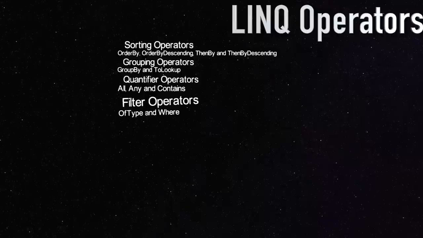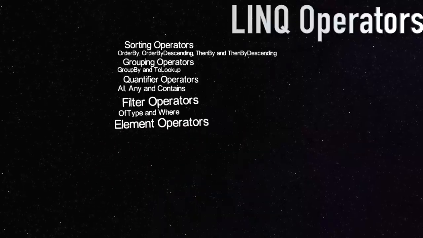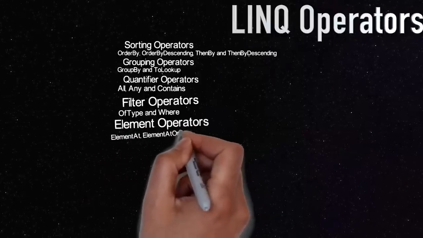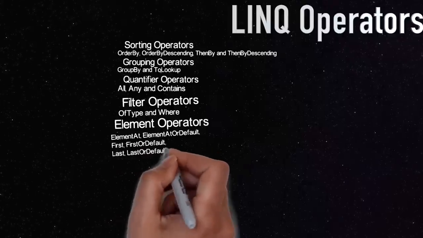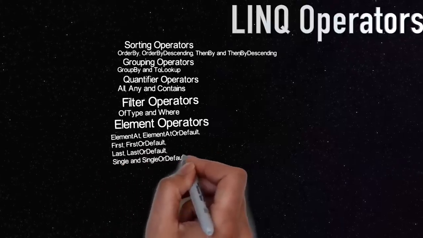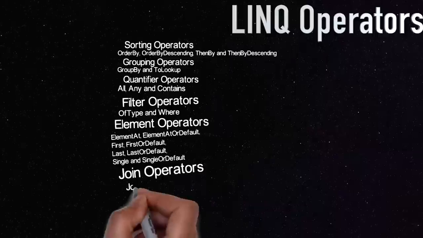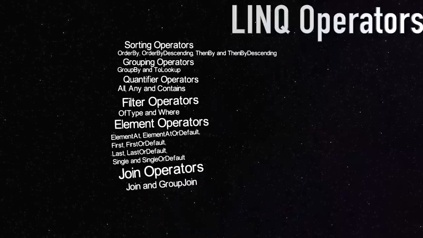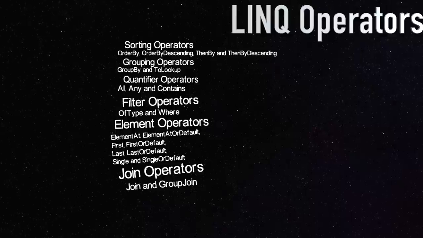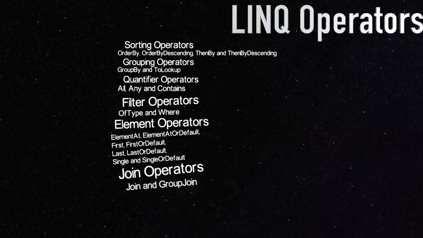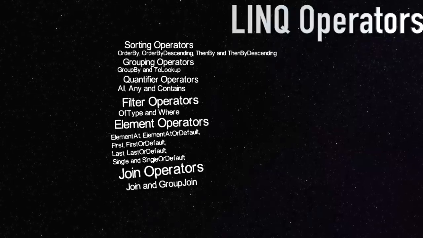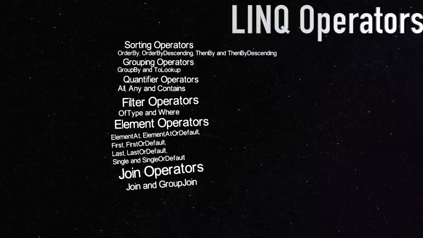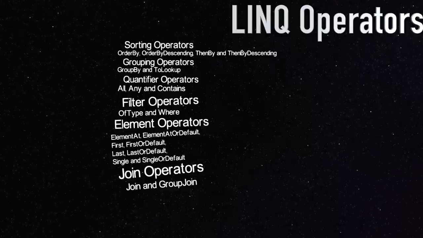The element operators: element at, element at or default, first, first or default, last, last or default, single, and single or default. The join operators, join and group join. We have already looked at the select projection operator, and we'll also look at the select operator in this video, and in addition to this, we'll also look at the select many projection operator.